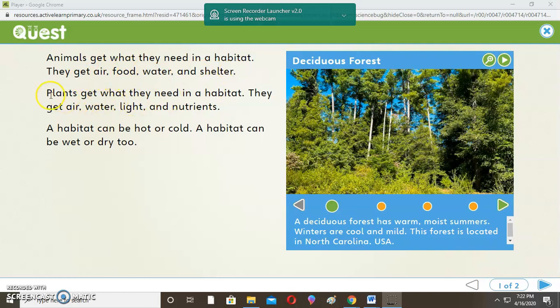Okay, let's look at the plants. What do plants get in a habitat? They get air, water, and nutrients. Remember, we looked at plants before we started doing habitats. We said that a plant needs sunlight and it needs water to survive. So even here, a plant needs air, water, and nutrients. That is what they need in a habitat. So a habitat can be hot or cold, and wet or dry too.